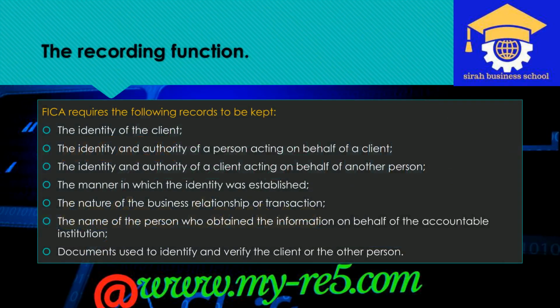The recording function. FICA requires the following records to be kept. The identity of the client. The identity and authority of a person acting on behalf of a client. The identity and authority of a client acting on behalf of another person. The manner in which the identity was established. The nature of the business relationship or transaction. The name of the person who obtained the information on behalf of the accountable institution. Documents used to identify and verify the client or the other person.